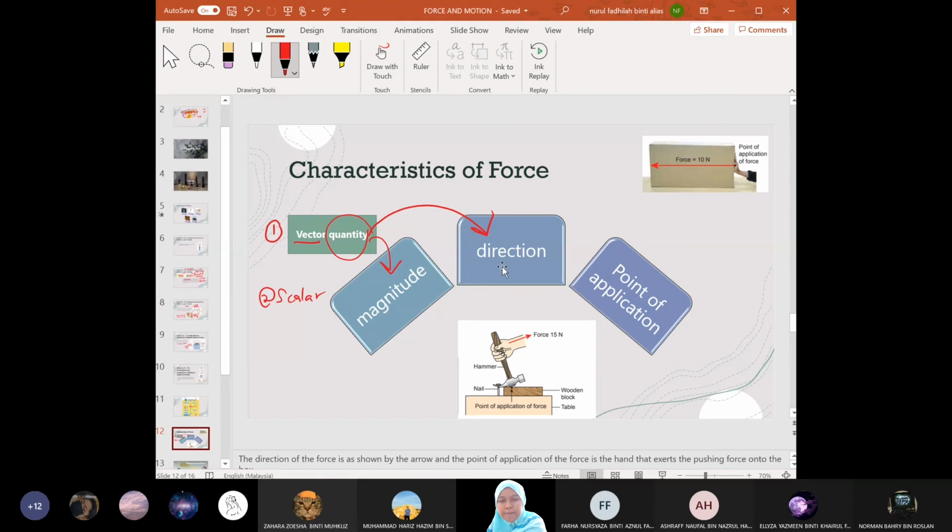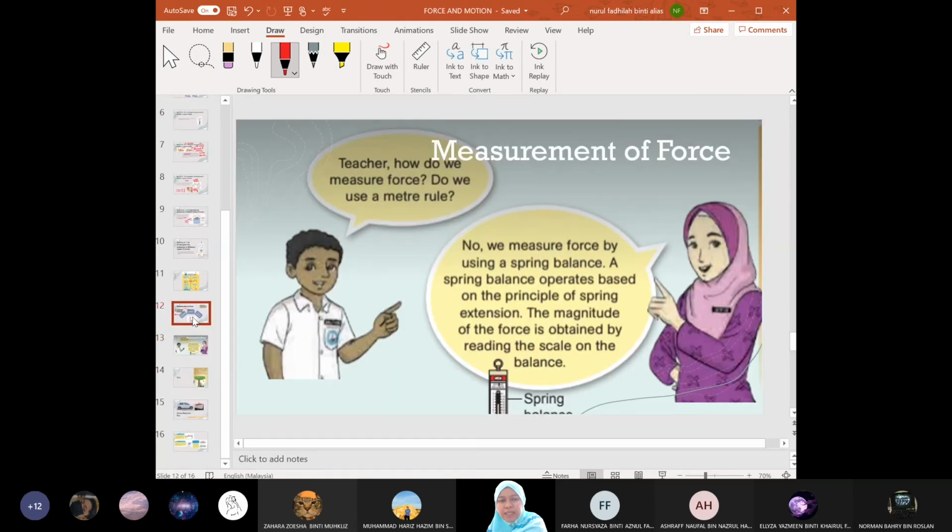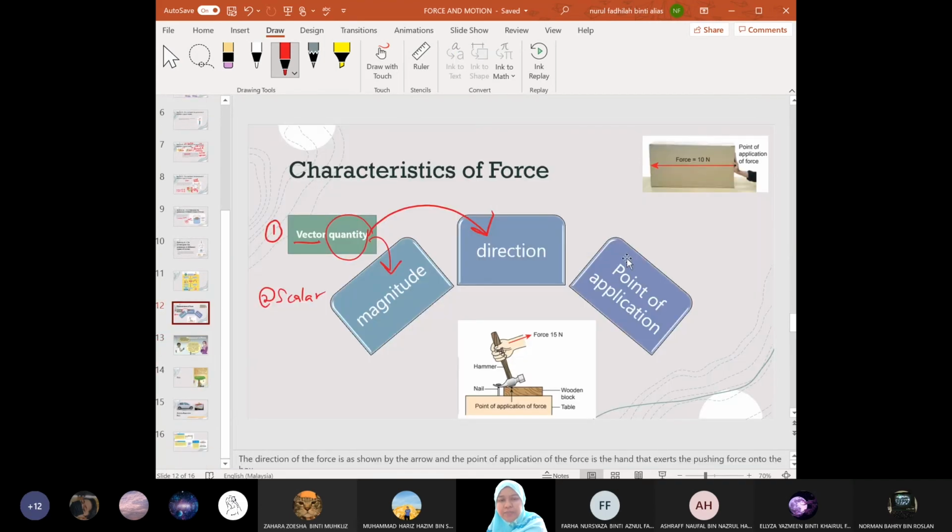And another term that you need to know is point of application. So what is point of application? Now look at this diagram here. Now yang saya klik ni ya. So the force applied. Now nampak tak force tu ada magnitude. So what is the magnitude applied? 10 Newton. What is the direction?